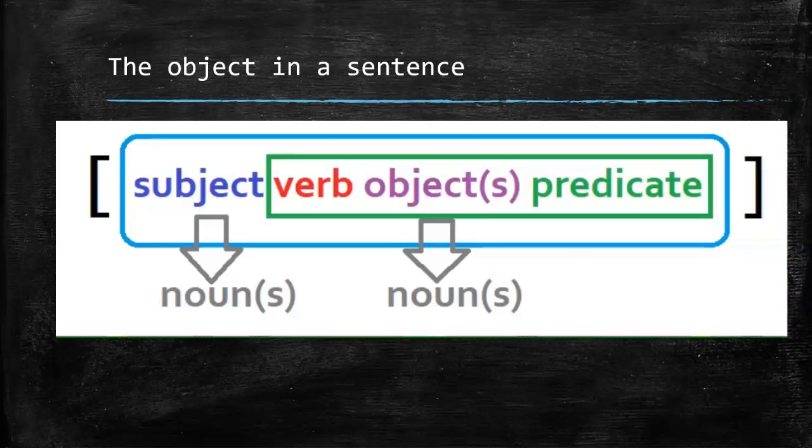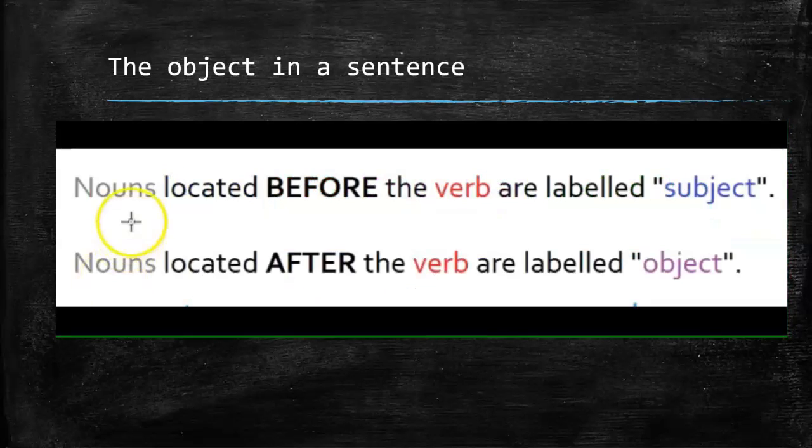Ready? Okay. Hopefully, what you've noticed is that nouns that are located before the verb are labeled subject, and nouns that are located after the verb are labeled object.